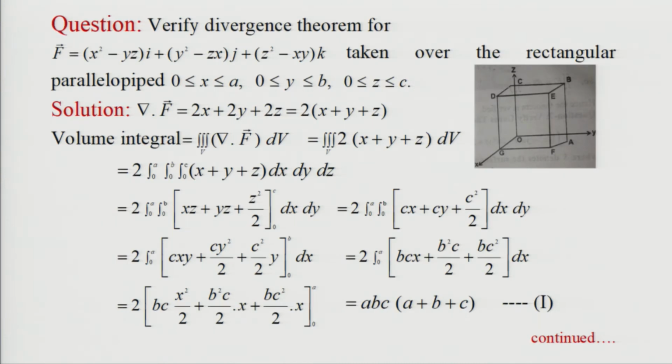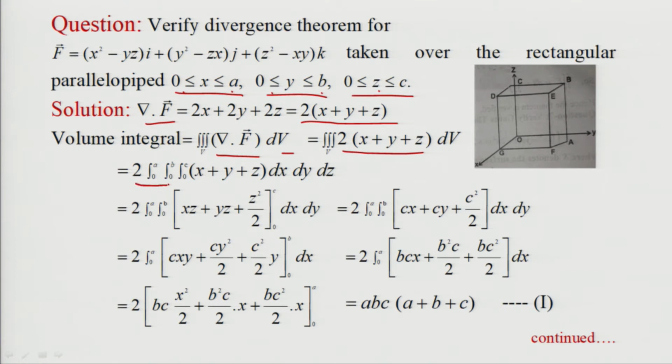Now, let us verify the divergence theorem for this surface. This vector F taken over the rectangular parallelepiped where x lies between 0 to a, y lies between 0 to b, z lies between 0 to c. So, here the volume integral is divergence of F dV, and when we find the divergence of F, then we will get the value as 2 into x plus y plus z. So, 2 into x plus y plus z dV. For this, x varies from 0 to a, y varies from 0 to b, and z varies from 0 to c.